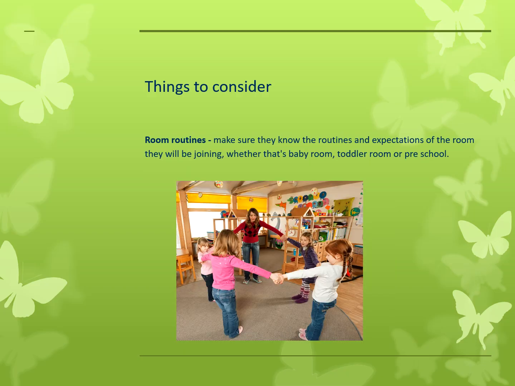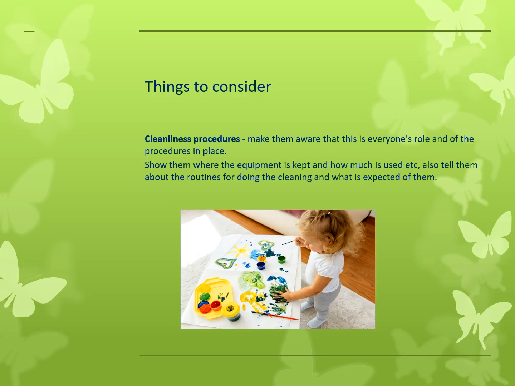Room routines. Make sure they know the routines and expectations of the room they'll be joining, whether that's the baby room, toddler room or preschool. Cleanliness procedures. Make them aware that it is everyone's role and of the procedures in place. Show them where the equipment is kept and how much is used, etc. Also tell them about the routines for doing the cleaning and what is expected of them.